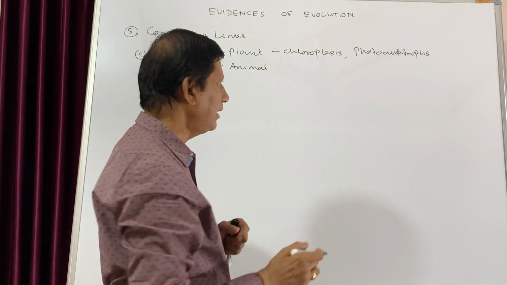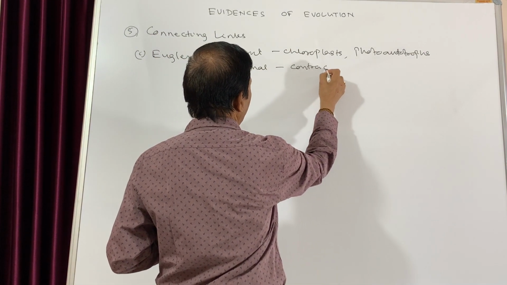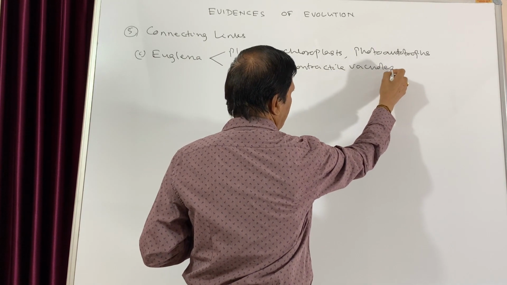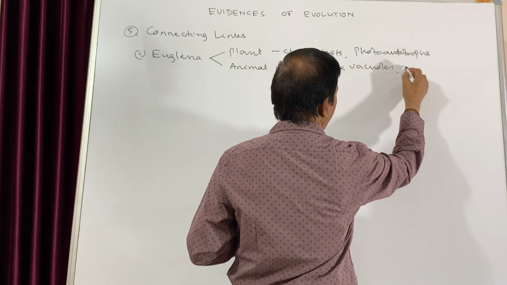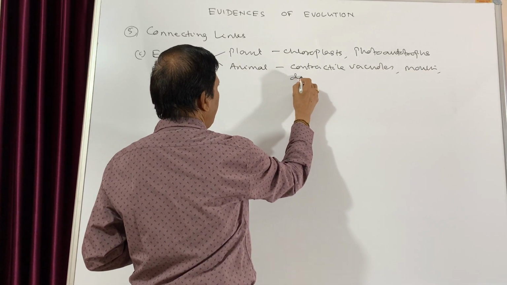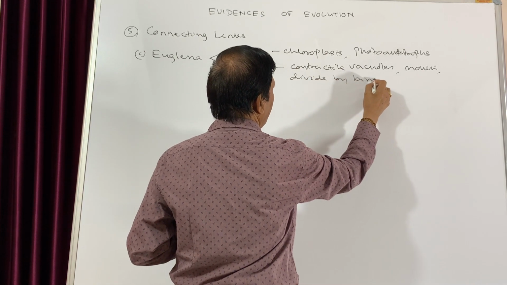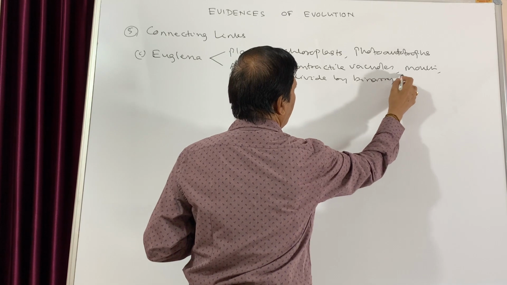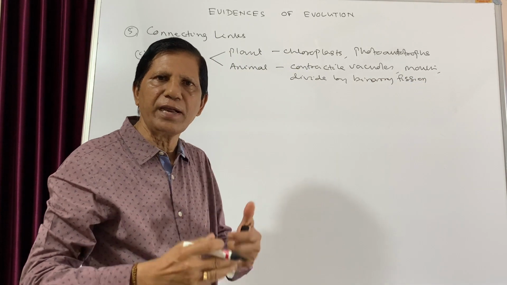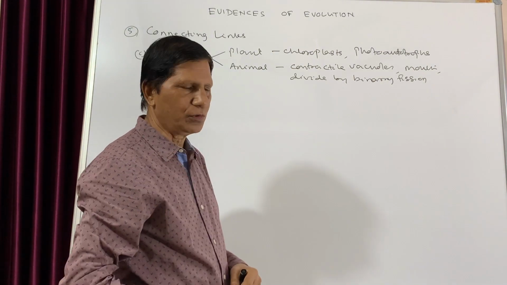But side by side, they have contractile vacuoles, which are animal characters. They also have a mouth. Then they divide by binary fission. And when they don't get light, they become heterotrophs, just like animals. So they have characters of both.